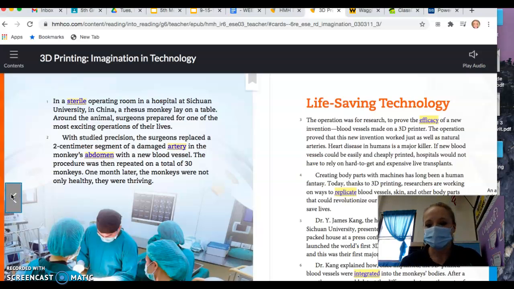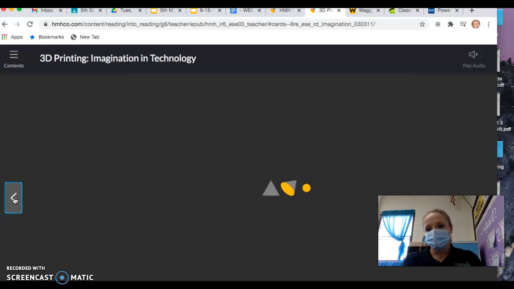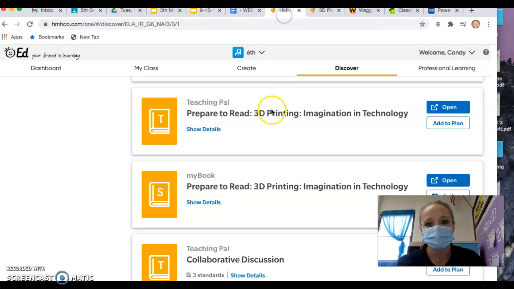And today in class we reviewed our vocabulary words from yesterday. First word I think was sterile. And you remember that we want places like doctor's offices to be sterilized.